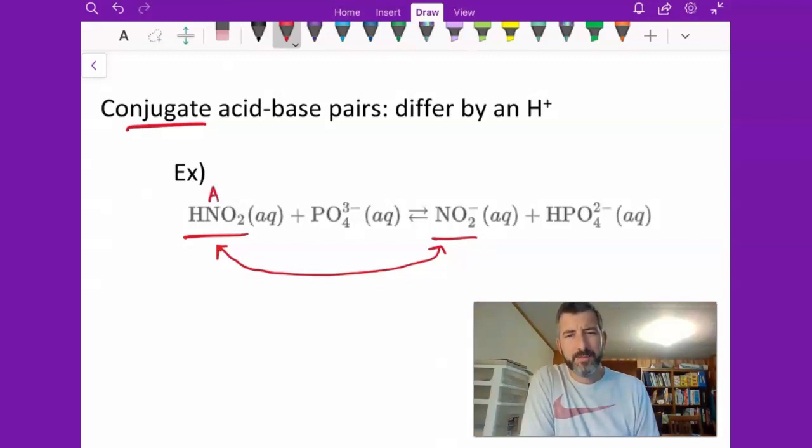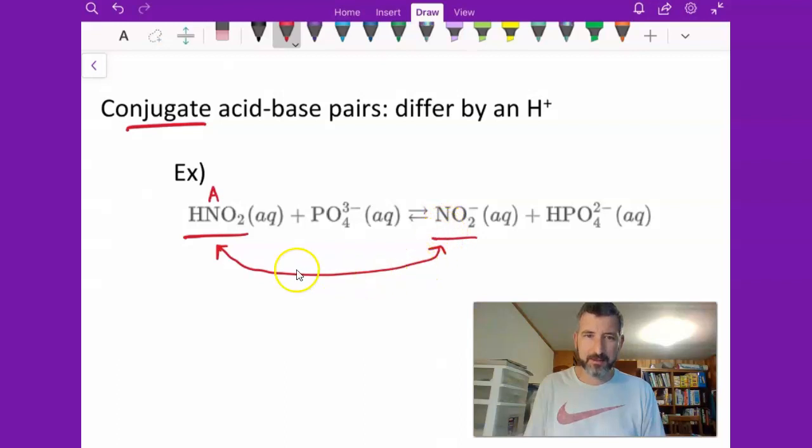Now, why does that automatically make NO2 1 minus a base? Well, if we look at the reverse reaction, to get back to HNO2, we would have to accept a proton, accept an H plus, which by definition makes that substance a base. So the conjugate of our acid, in this case HNO2, will be a base, NO2 1 minus.